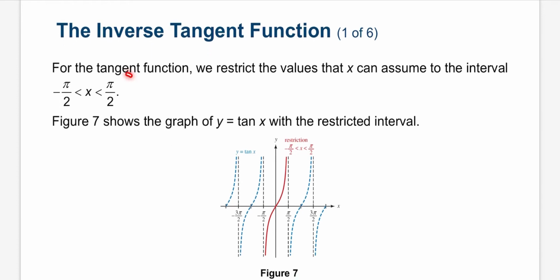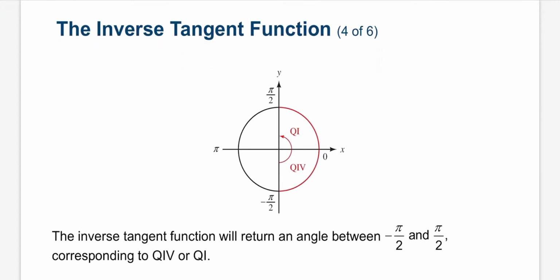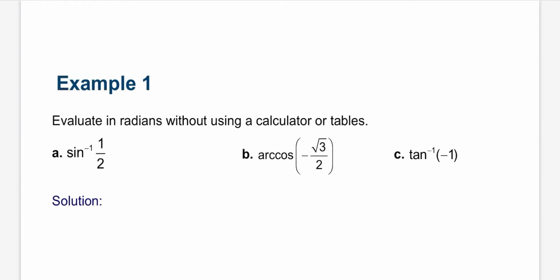Tangent is defined between negative pi over 2 and positive pi over 2. And that's going to be similar to inverse sine, will be defined on quadrant 1 and quadrant 4, so between negative pi over 2 and positive pi over 2. So let's do some examples.